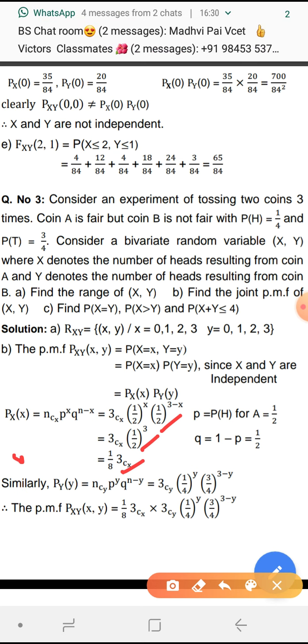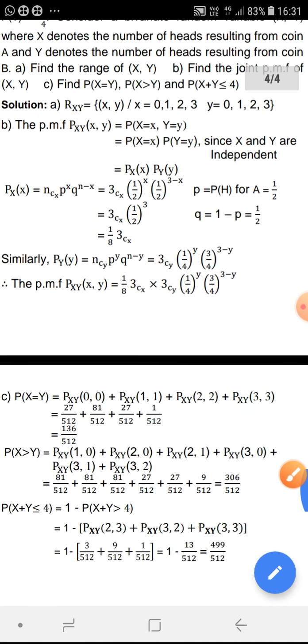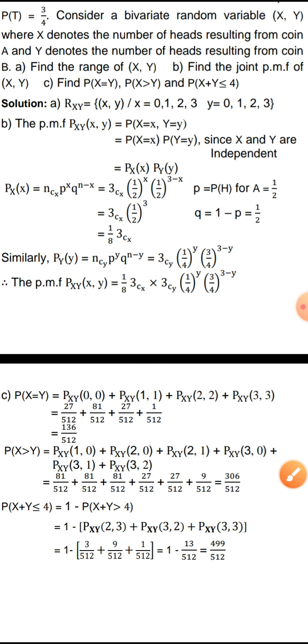So that Pxy of x comma y will be equal to Px of x into Py of y. So multiply 1 by 8 into 3Cx into 3Cy into 1 by 4 power y into 3 by 4 power 3 minus y. So this will be the probability mass function. We have calculated it in general. We have not given each and every probability like the previous question.